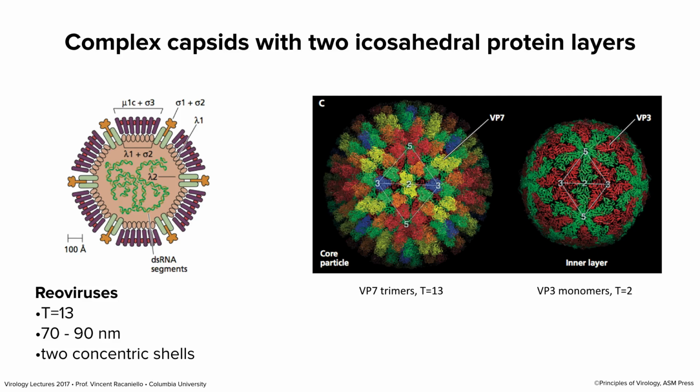Here's another example of a more complex virus, which is very interesting. This is reoviruses. These are T=13 viruses, but that's the outer shell. These viruses are made of 2 concentric shells.